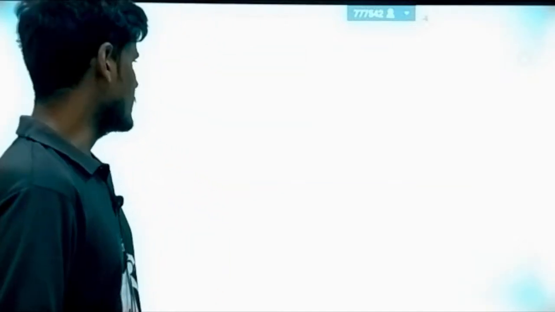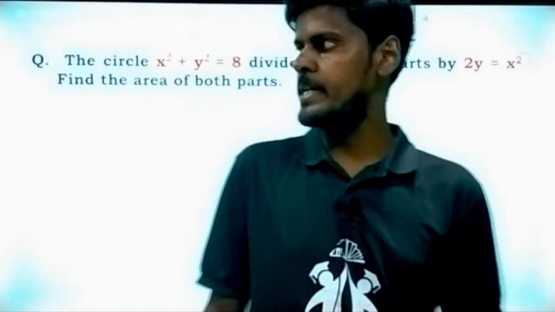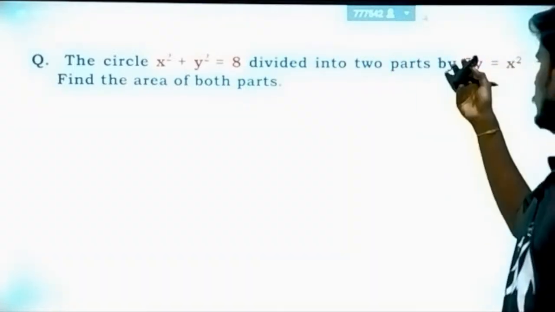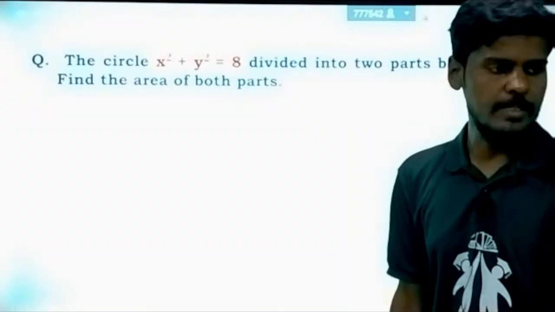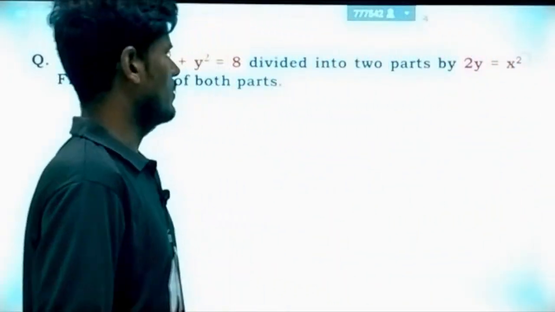Okay, this is about this ellipse and circle question. The next question is, the circle x square plus y square equal to 8 is divided into 2 parts by the curve 2y is equal to x square. Now we need to find the area of both parts.